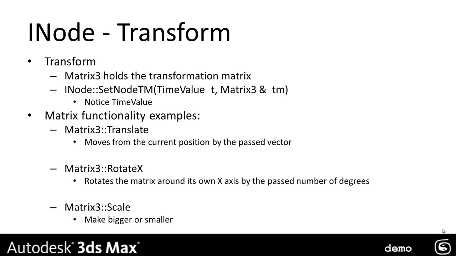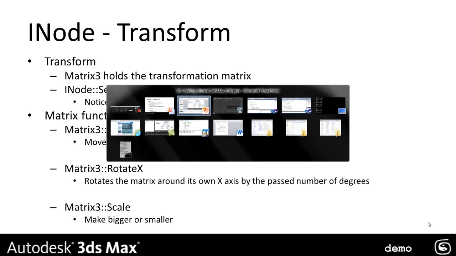So there's some examples. You can go to the matrix itself and you can set a translate matrix, you can set rotation matrix, and scale matrices. So there's basically different methods that are given here as an example that will allow you to transform the node to the position you want. So let's take a quick look at the code to do this work.